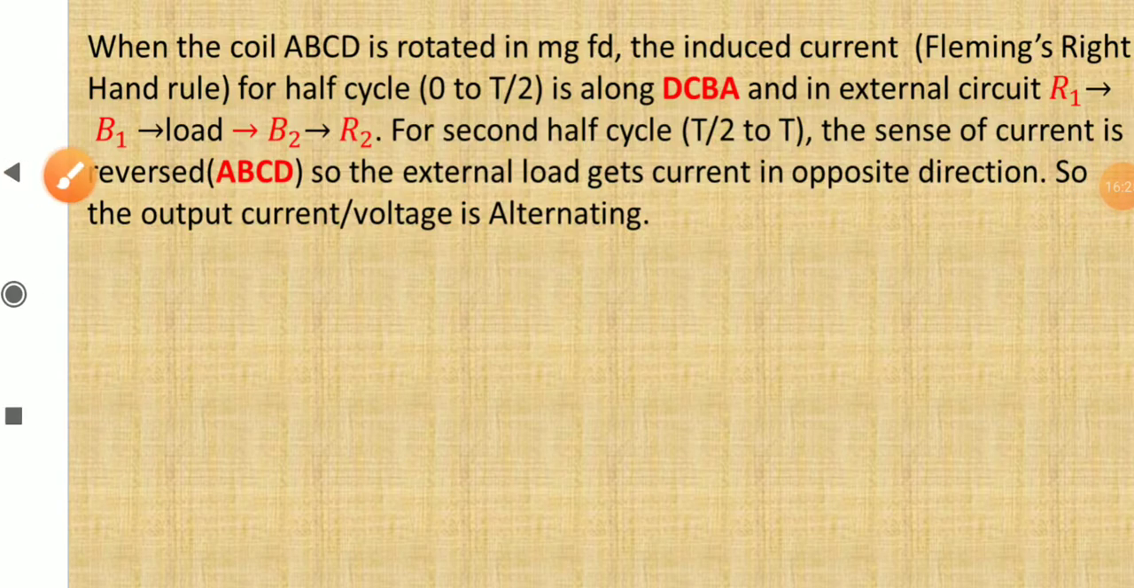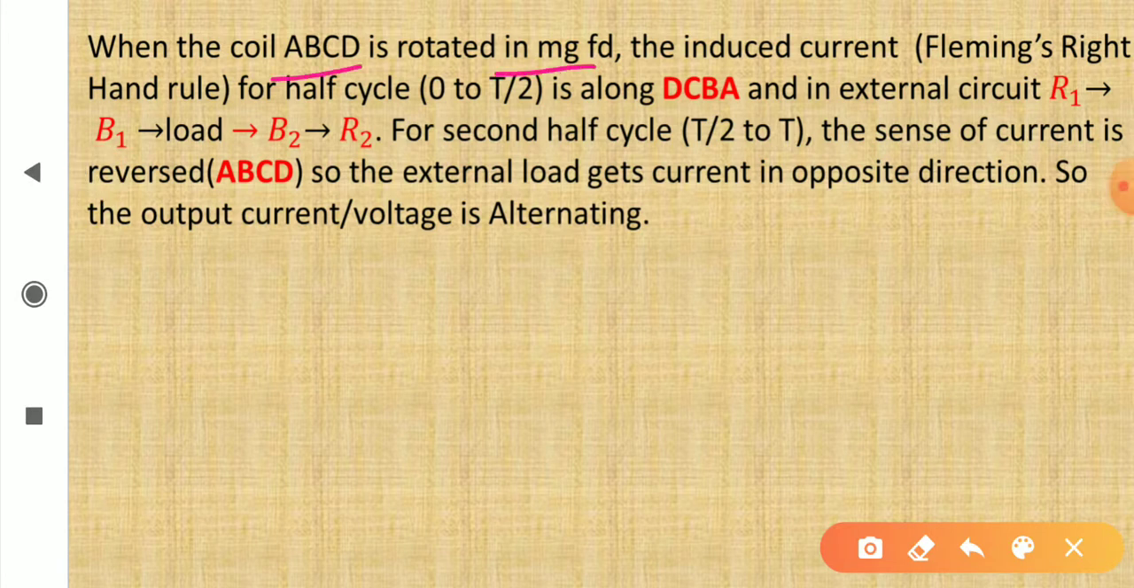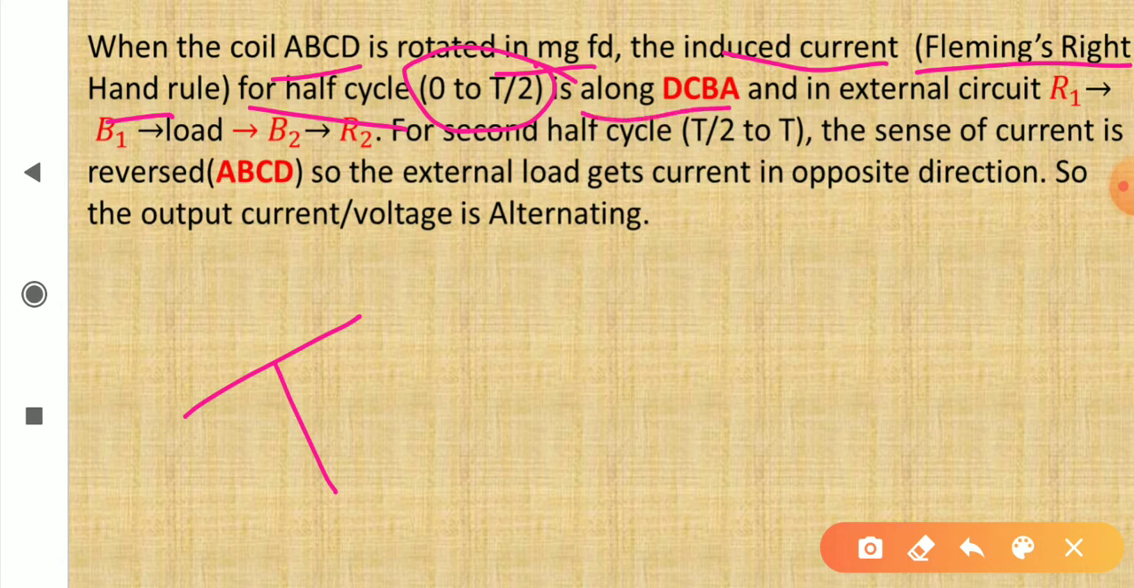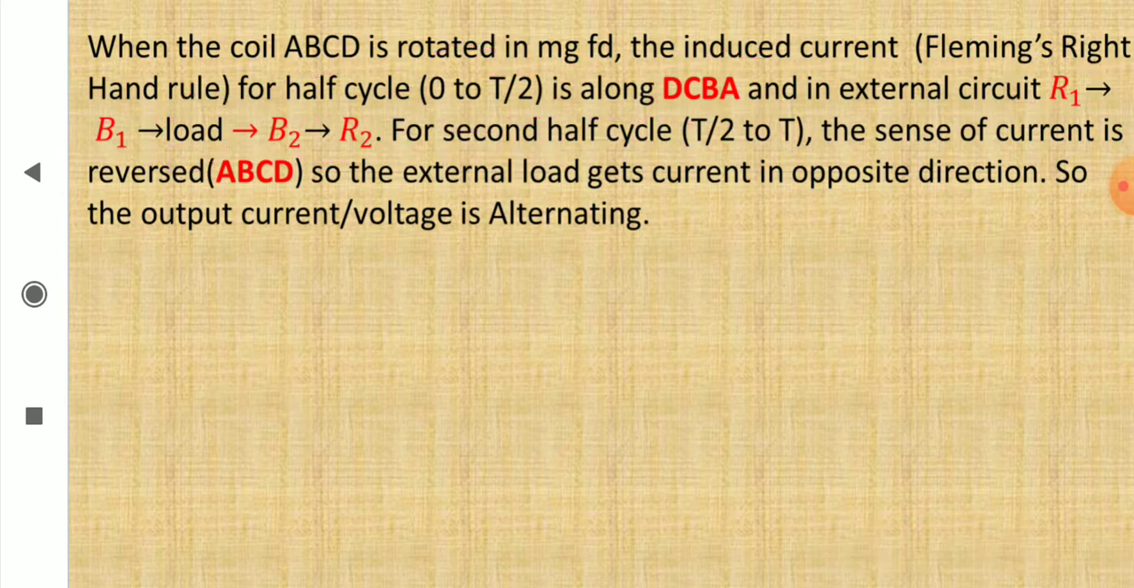Coil ABCD is rotated in magnetic field. The induced current given by Fleming's right hand rule for half cycle, that is 0 to T by 2, if T is the time period for complete rotation, is along DCBA as I have shown you, and in the external circuit it passes through slip ring R1 to brush B1 to external load to brush B2 to R2 and back to the coil along DCBA.